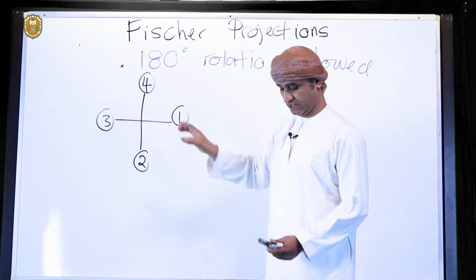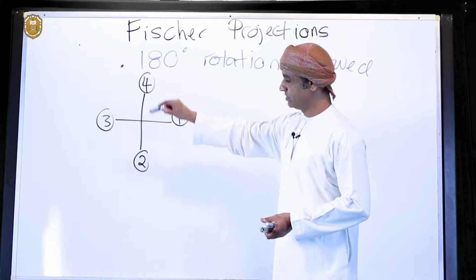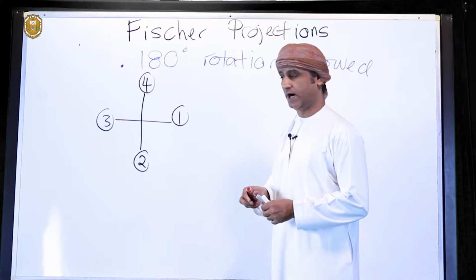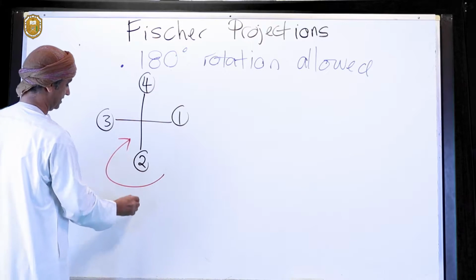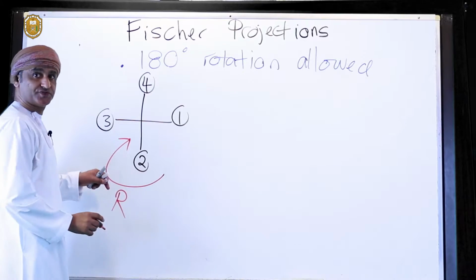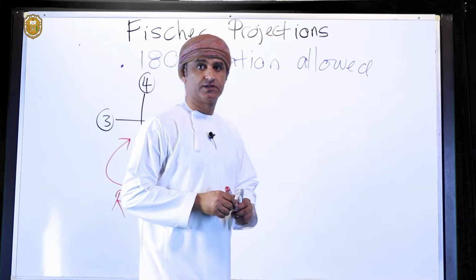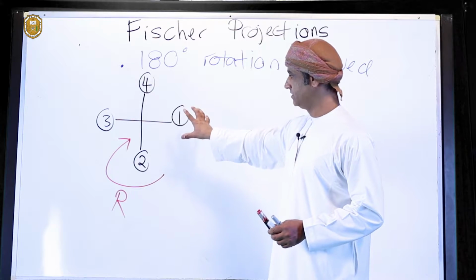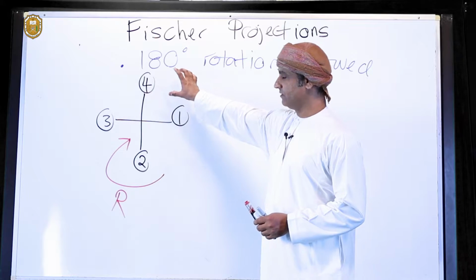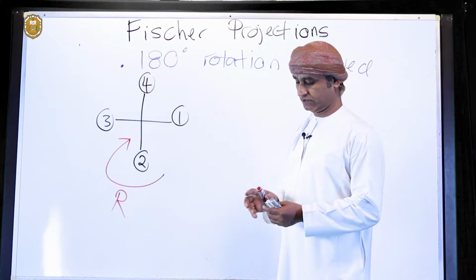And if you check rotation here, you will see it's actually clockwise. Therefore, it is R. So this is an R absolute configuration. This is how it should be determined. Okay, the lowest priority group is at the top, and then we check rotation.